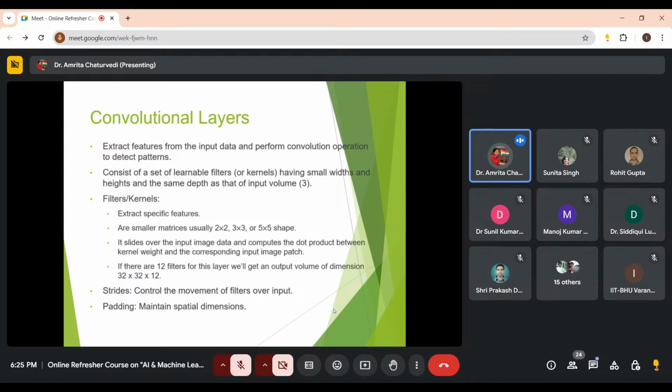Then stride. Stride is a parameter that tells you after how many pixels you should move your filter, right? Suppose your stride is 2, then you will move your filter after skipping 2 pixels. Then padding. This maintains the spatial dimension. Padding is used to add additional bits to a particular matrix so that your spatial dimension is maintained.